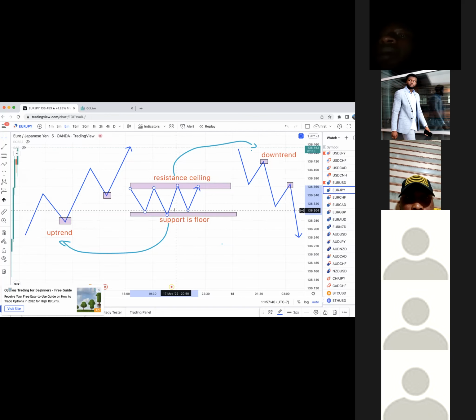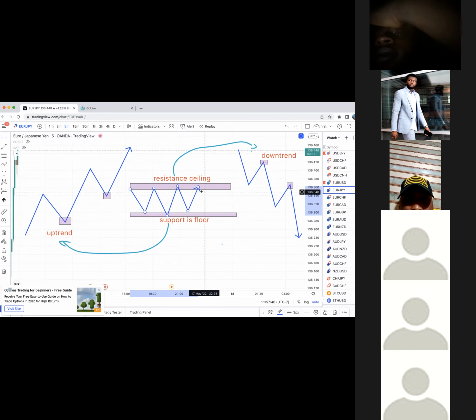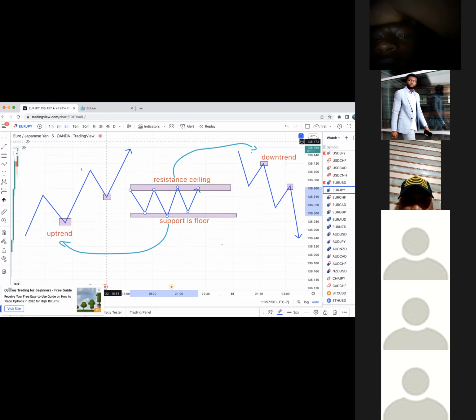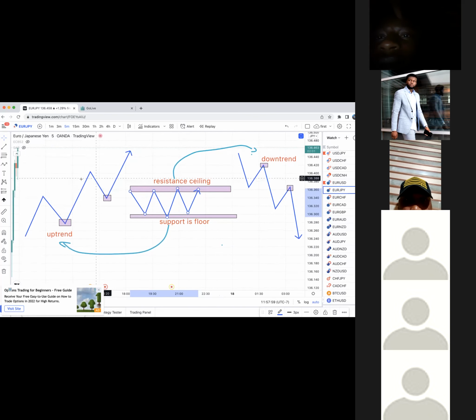So let's talk about one last part. You know how to identify support and resistance in consolidation. I think everybody should be able to identify support and resistance. Literally, you look for the low form. The low is support and the high is resistance. That's it. Now let's talk about the uptrend. Where is support? Where is resistance?